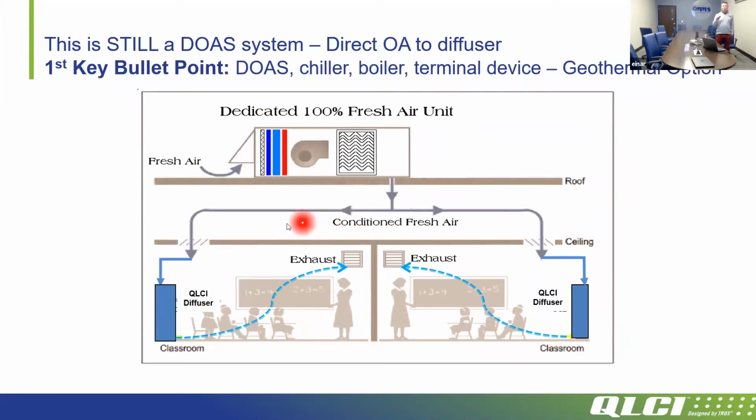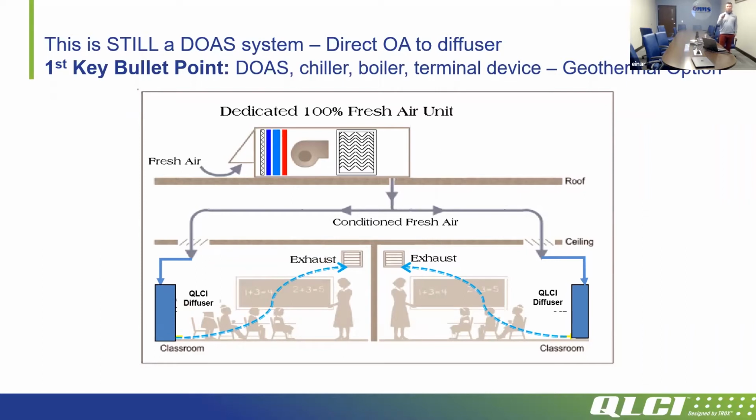Conversely, in our application, all we're doing is taking out that fan coil and implementing the QLCI diffuser. Same amount of fresh outside air delivered directly, but how that air is delivered to the room, how it moves through the room, and how it is ultimately exhausted is going to be the difference and the benefit of applying the system.